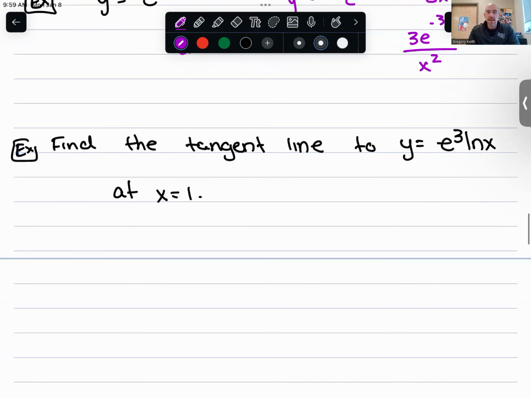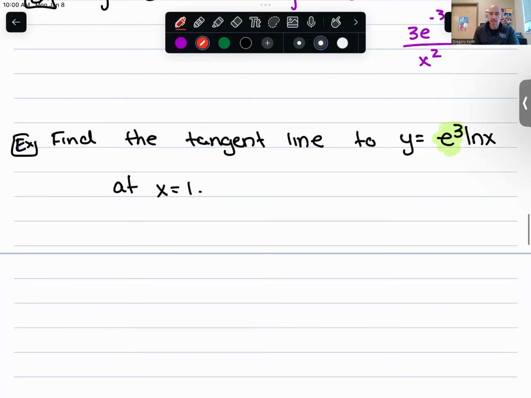Now, here's the catch with this. You've got to be really careful because they like to go ahead and throw this into the mix every once in a while. If you take a look at this, e to the third, notice that there is no x next to the 3. Well, e to the third is just a constant, which means when you're taking the derivative, that's just going to hang out there. You're not actually going to apply the derivative of e to the x in this case. So what two things do we need for a tangent line? We need a point and a slope.